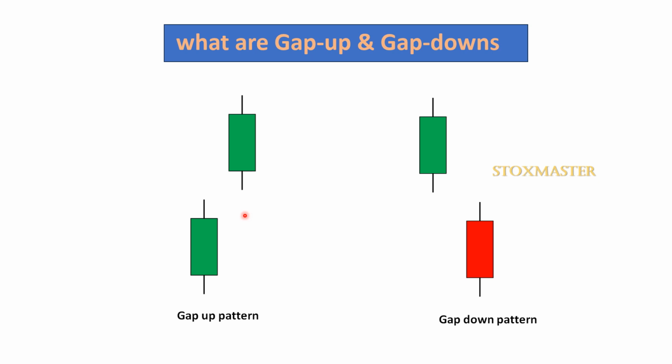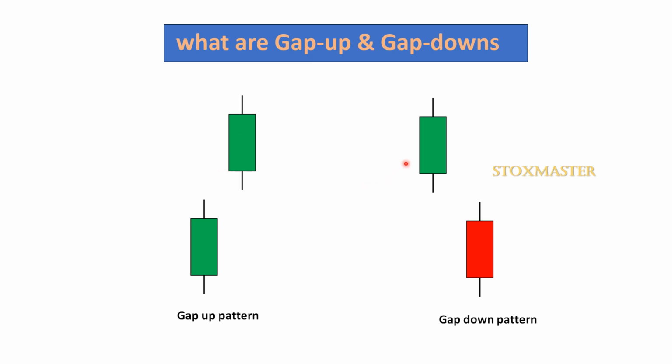What is the close of the first candle? For the green candle, the close is above the open. So this is the close of the first candle, and this is the open of the second candle. We have to remember that if the opening of the second day candle is higher than the close of the previous day candle, then such a pattern is called a gap up pattern.